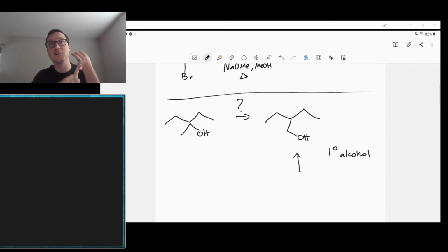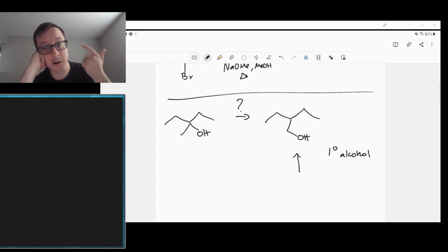We have hydroboration oxidation. We have oxymercuration demercuration. We have acid catalyzed hydrolysis of alkenes. And so we have three different ways, and we have to think about it. If we do the acid catalyzed one, that forms a carbocation, which is going to end up on the tertiary carbon there. So it's not going to make a primary one. So that one's out. How about oxymercuration demercuration?